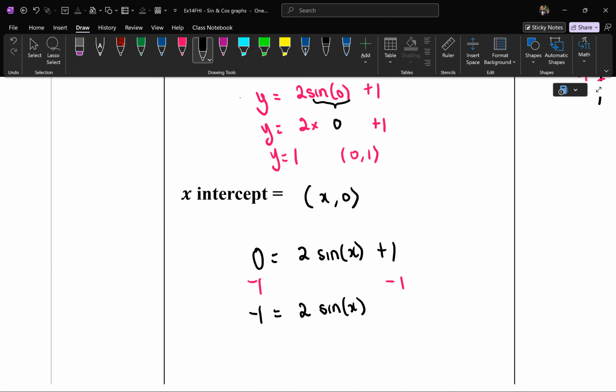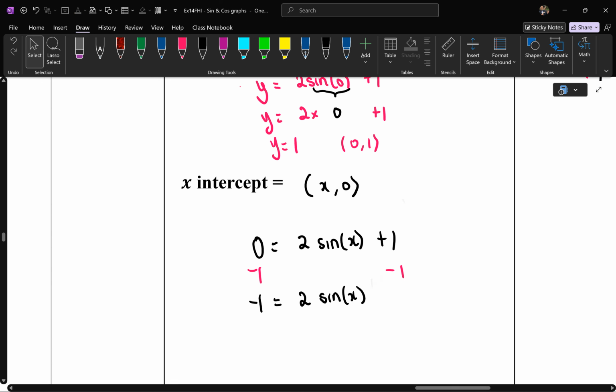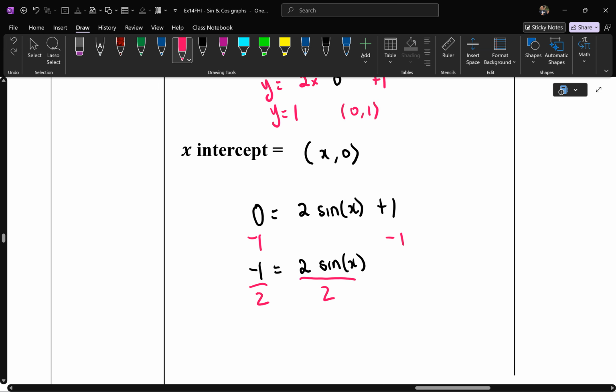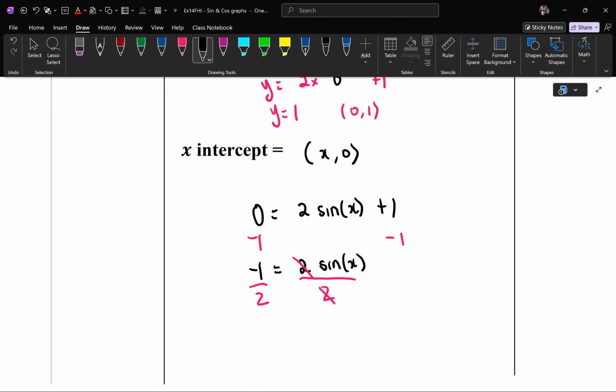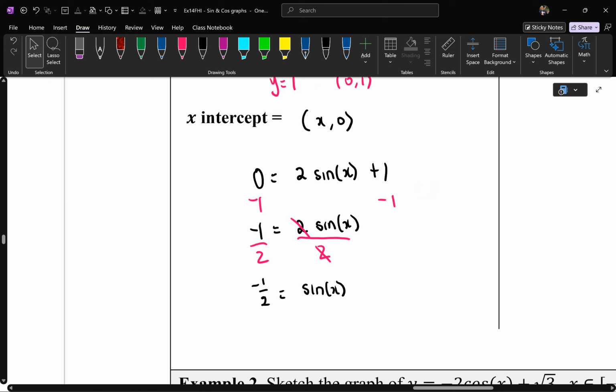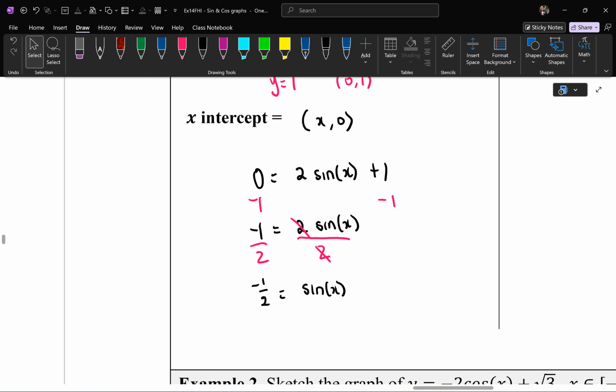What's the next step, mate? Divide both sides by 2. So here we go, divide 2 on the right, divide 2 on the left. 2 cancels out. And you get negative half is equal to sine of x. Now that's very similar to what you've been doing in the exercise, I think it was 14D, or no, G? Yeah, 14G, where you're solving. And if you can do G, you don't have to do D and E. D and E are symmetry properties and exact values, right?